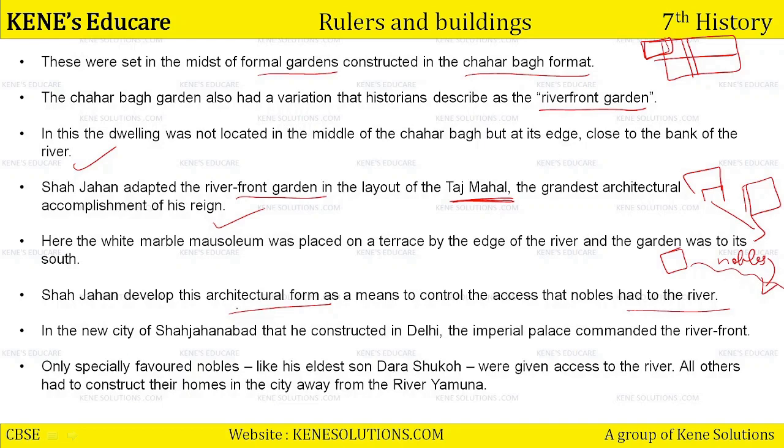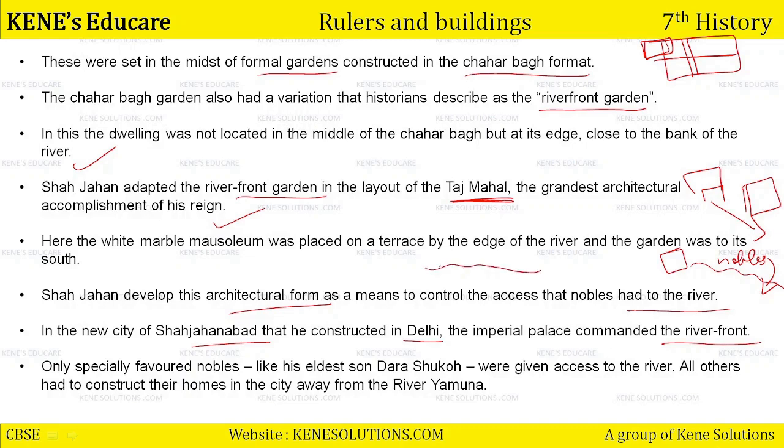Okay, I will show you the map, then you will get to know where the Taj Mahal is located, where the river Yamuna is flowing, where nobles used to live, and how Shah Jahan used to have a look and control. In the new city of Shah Jahanabad that he constructed in Delhi, the imperial palace commanded the riverfront. Palace के बाहर ही riverfront बना दिया था.